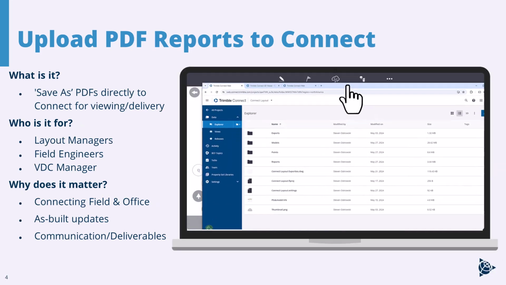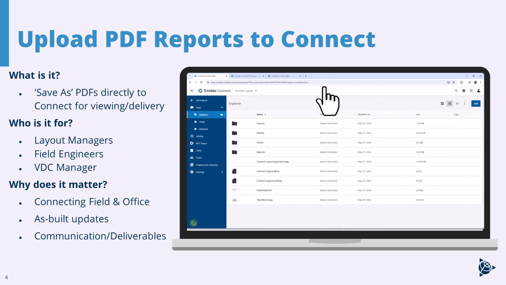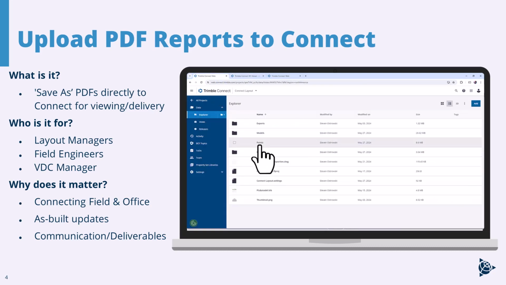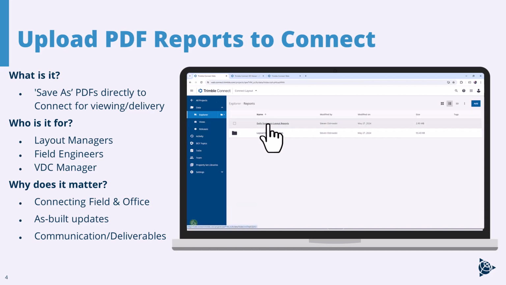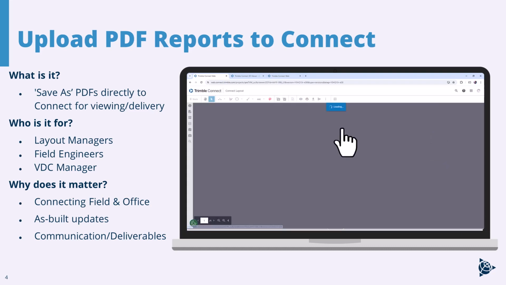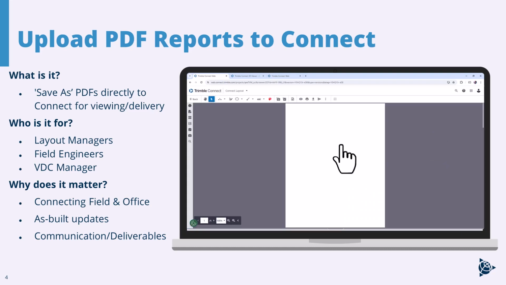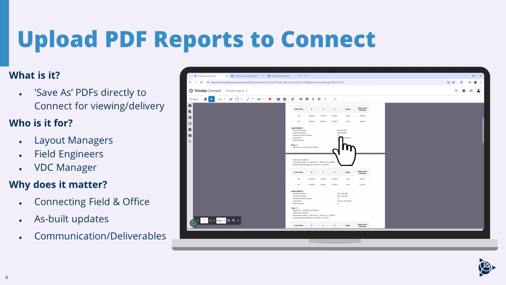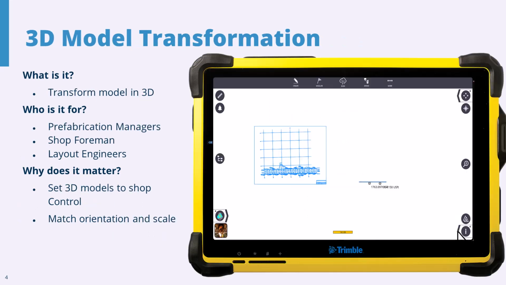So here is what that would look like back in the office. We have our FieldLink project set up, points, reports. If I were to look at the points, here's where that would look like. And the report we can access by going in there, daily layout summary, and then selecting the correct job for that date. We can see that report is now saved back there. This will happen with other reports as well.